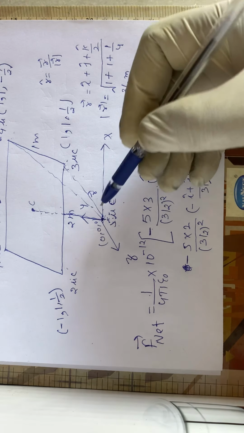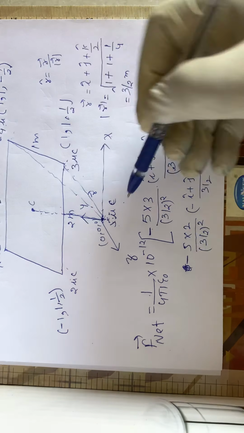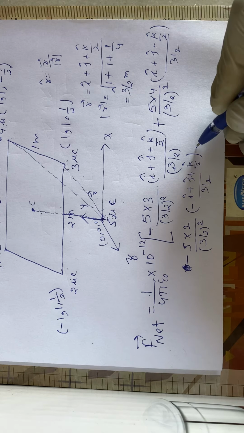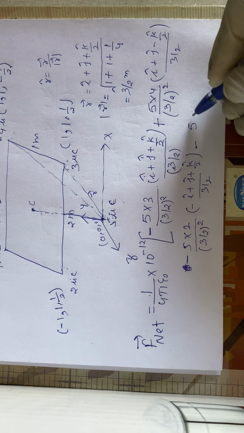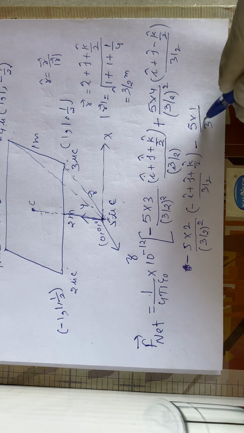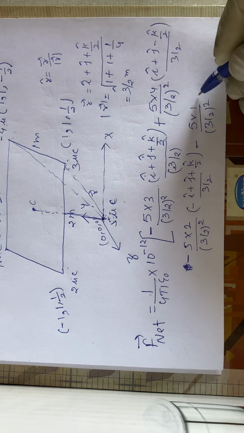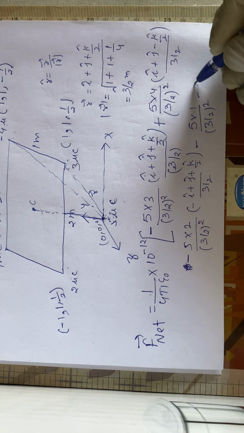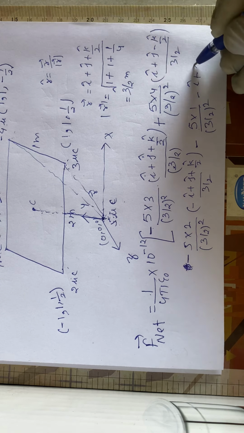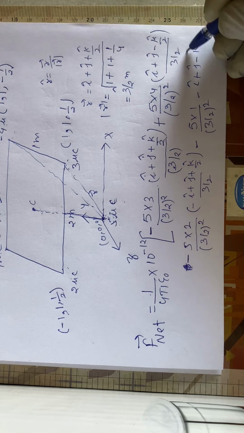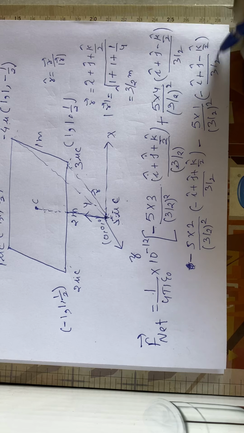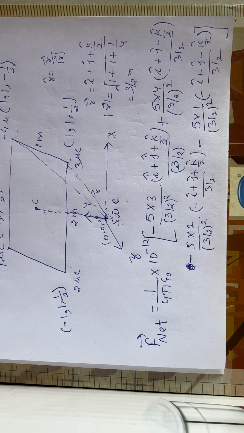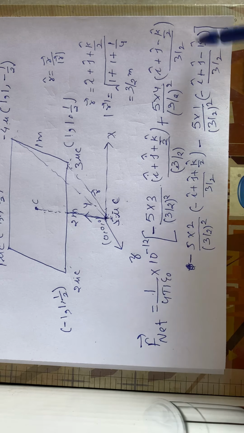Now, the force between the 5 microcoulomb charge and the 1 microcoulomb charge, because both are positive, is going to be repulsive. We use the negative sign. It's 5 into 1 upon (3/2) whole square, times (−i cap + j cap − k cap) upon (2/3)/2. So you can see I have written the total force in one line.